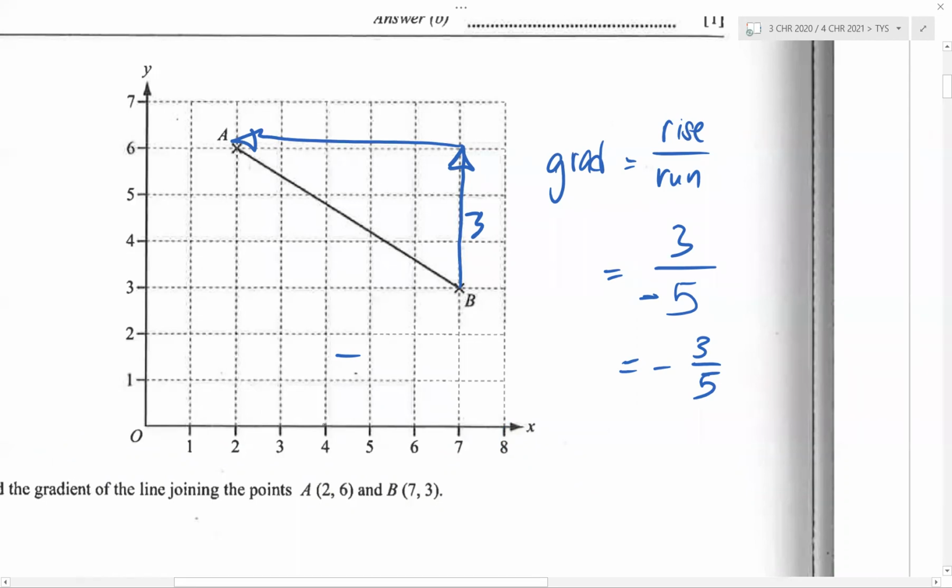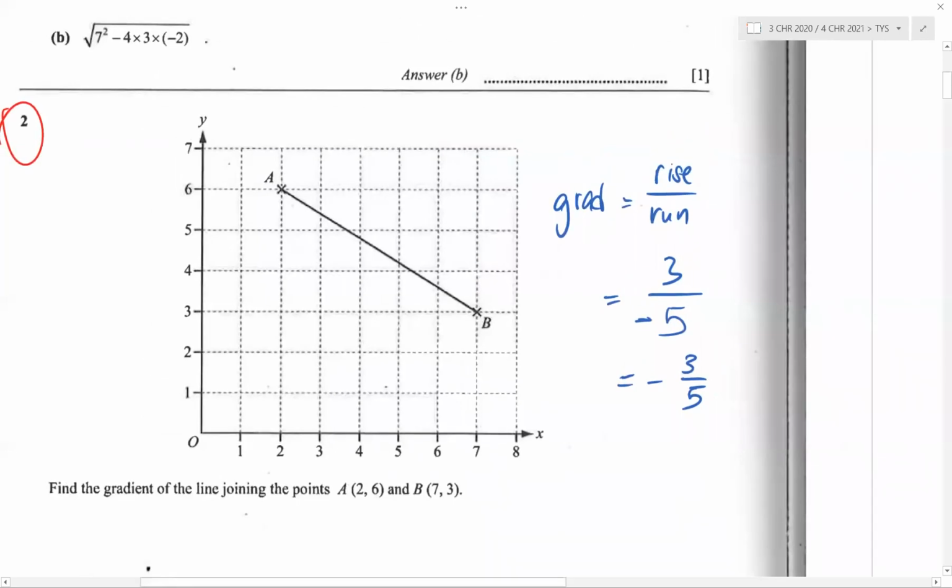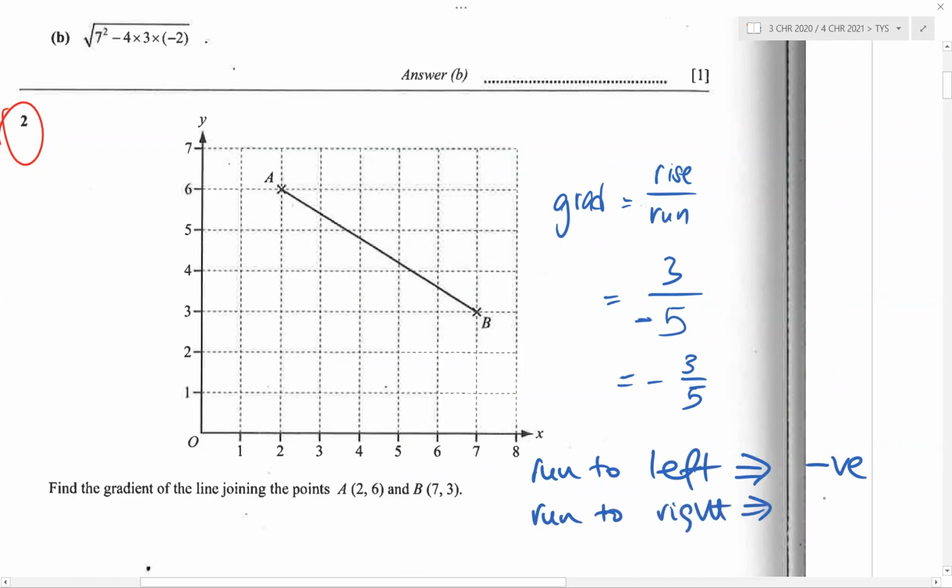Because we are running to the left. So run to left implies negative. Run to right implies positive. Up is positive. I avoid saying down because you are supposed to rise up in the first place. You will not have a case of rise down. Because I state you start from the lowest point, right? If you start from the lowest point, you can't possibly go down anymore.